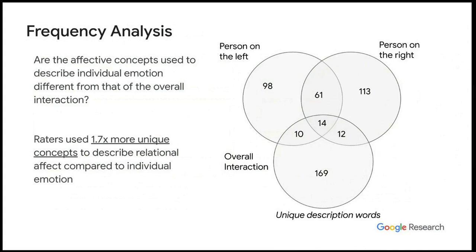For example, in the analysis here, 98 unique terms were used to describe individual emotion of the person on the left. Not only did raters use a larger vocabulary to describe relational affect, the concepts were 1.7 times more likely not to overlap with how they describe individual emotion, suggesting the presence of relational affect as distinct from individual emotion.